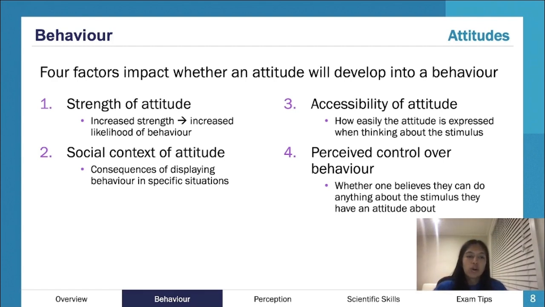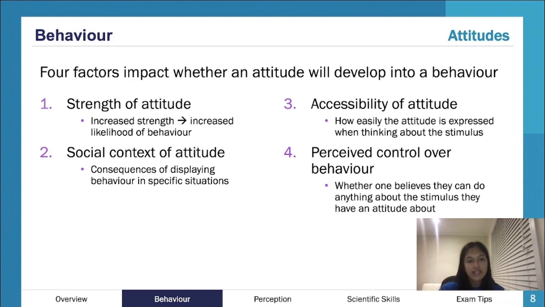So if you've got a strong attitude towards climate change or something like that, then you'll be more likely to demonstrate behavior that's linked to that. You might be more inclined to join a club at uni or something like that, or more inclined to run a campaign, something along those lines. Whereas if you have a weak attitude, so maybe you don't care about it that much, you're probably less inclined to join a club.